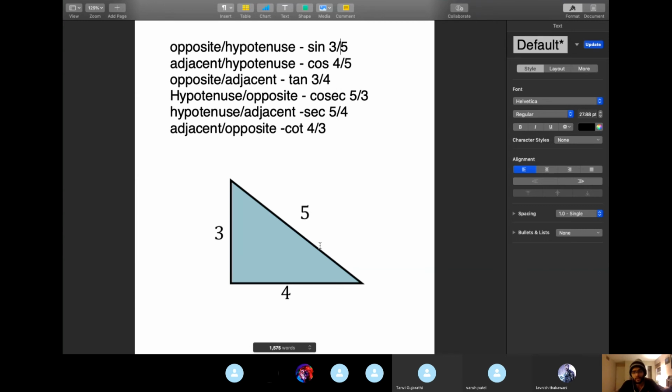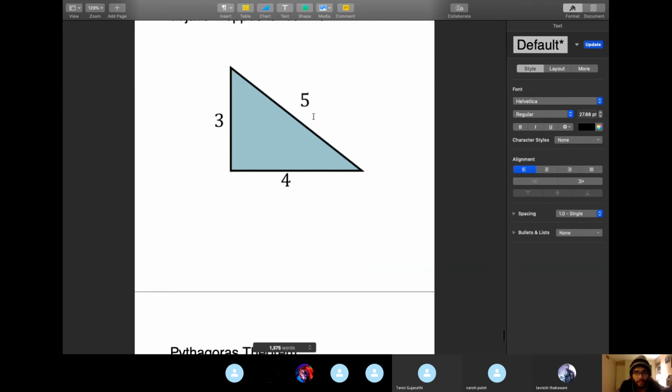So if those two triangles are similar, their sides will have the same ratio. If the sides are the same ratio, these ratios will also be the same. That is why the sine is the same for any triangle if their angles are the same.